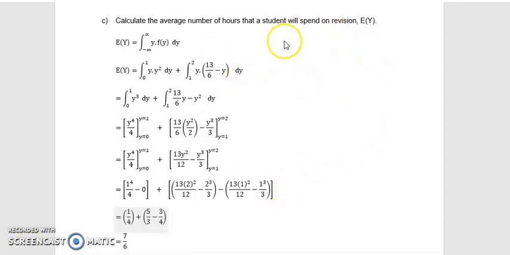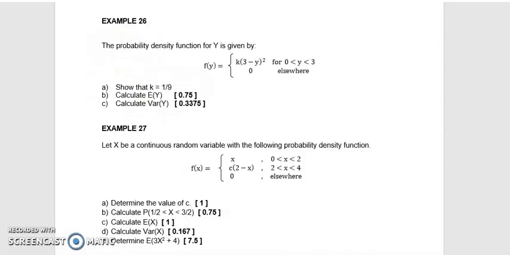And if the question asks you to find the variance, how do we find the variance? You need to find E of y squared first. So variance equals E of y squared minus mean squared. For examples 26 and 27, I want you to try on your own. The value in brackets is the final answer. Later on, I will give the answers with solutions, with the working.